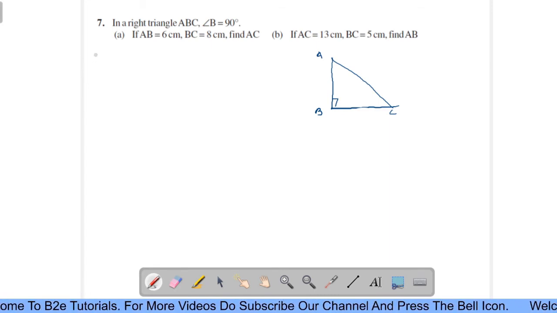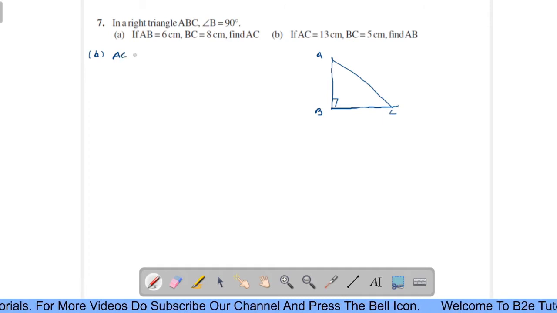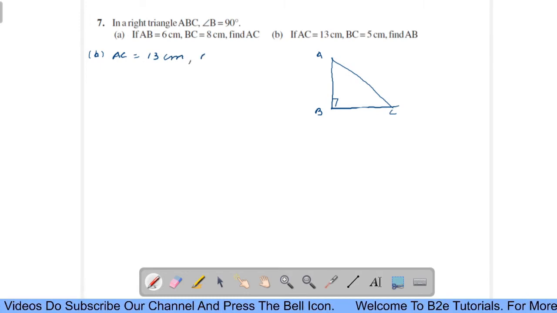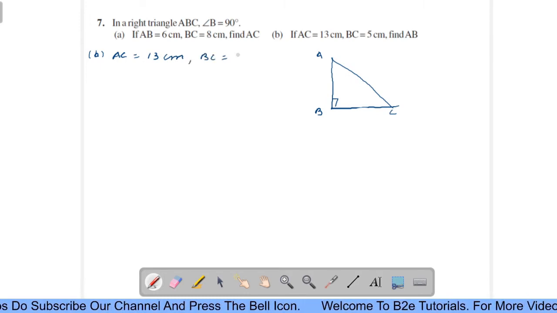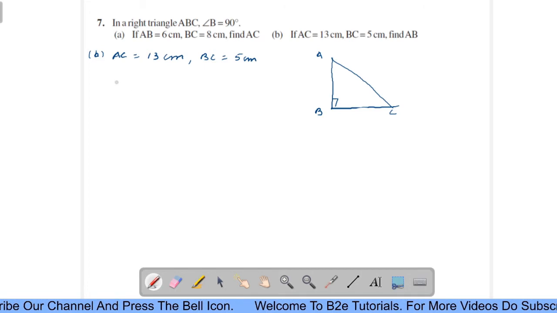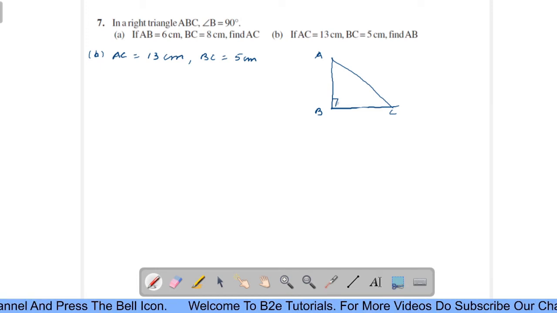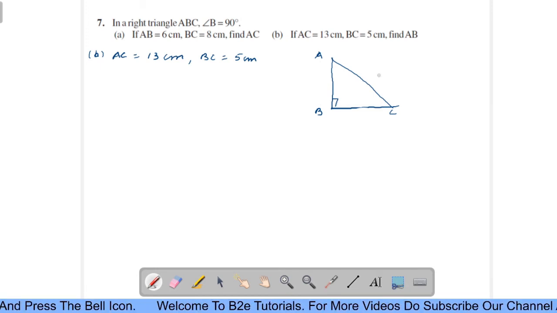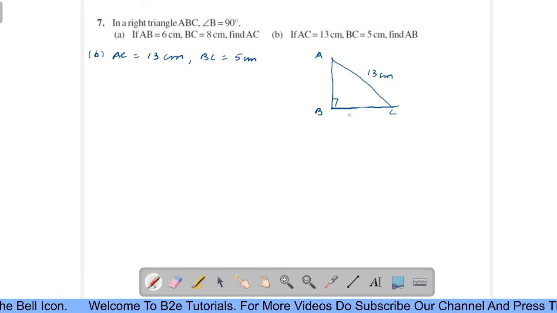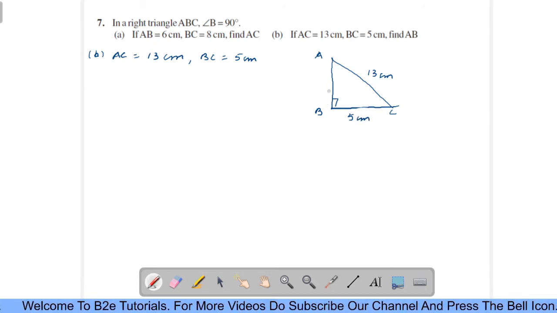Now come to B part. Here AC is 13 centimeter, and BC equals 5 centimeter. You have to find out AB. Here, this is your right angle triangle ABC, right angle at B. Here AC is 13 centimeter and BC is 5 centimeter. You have to find out AB.